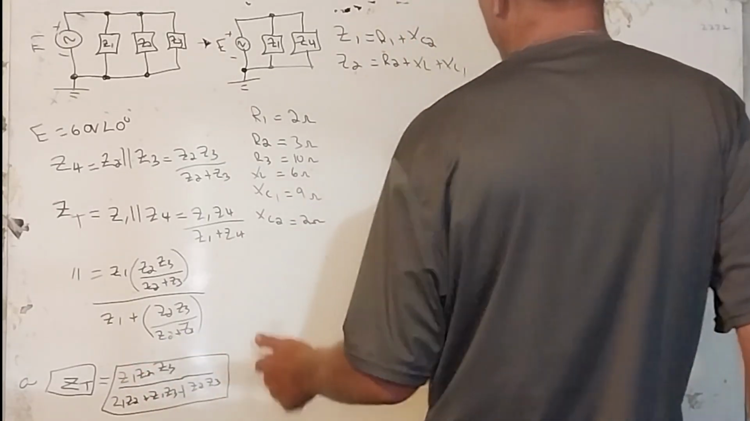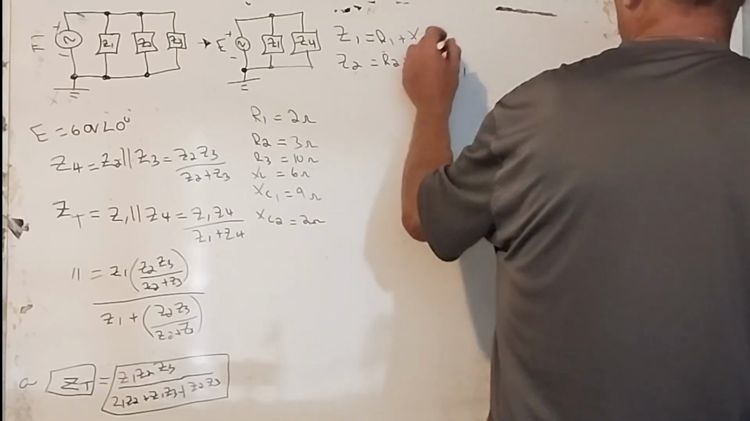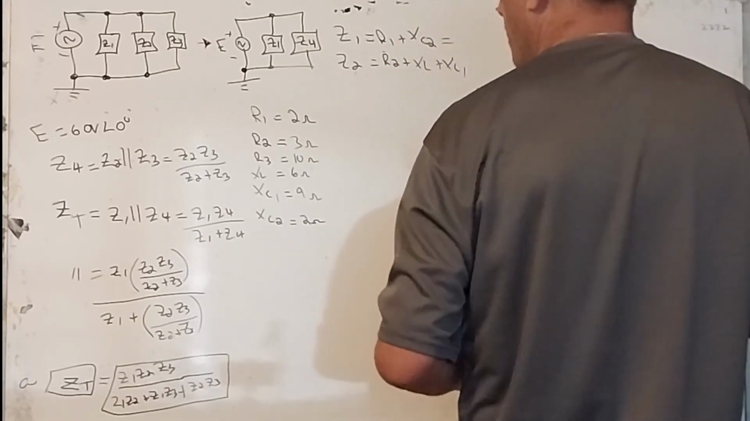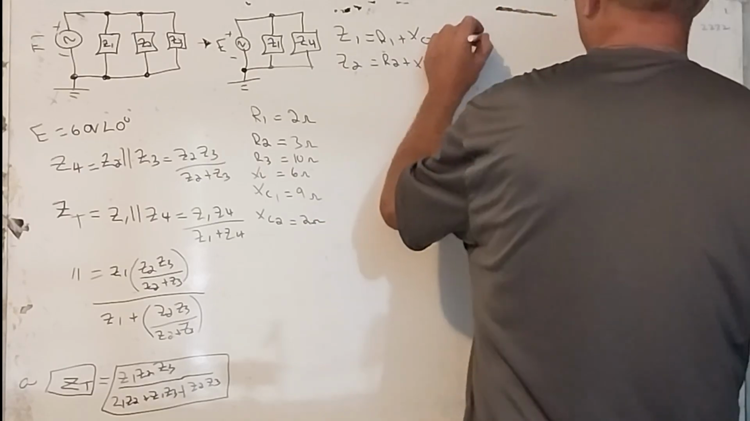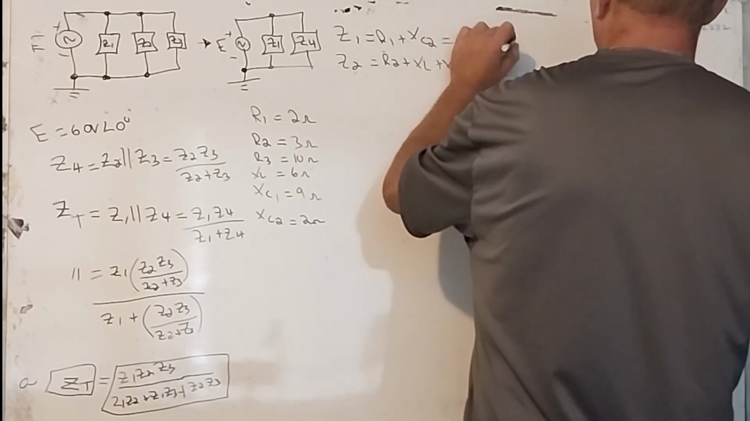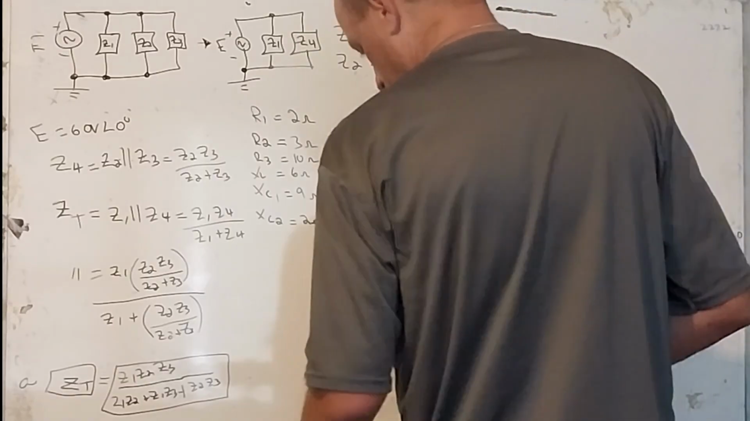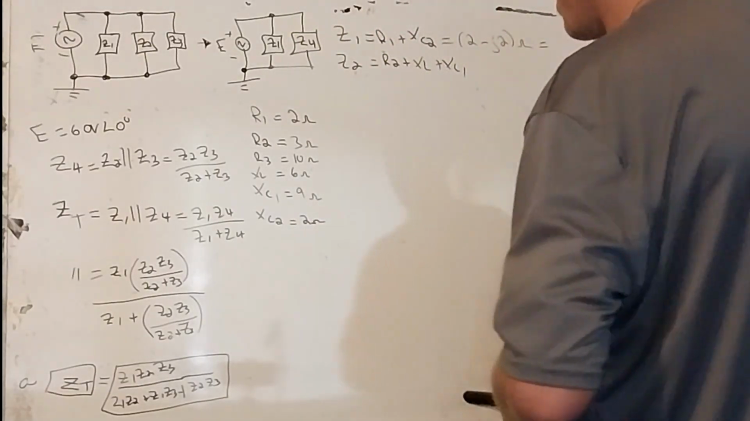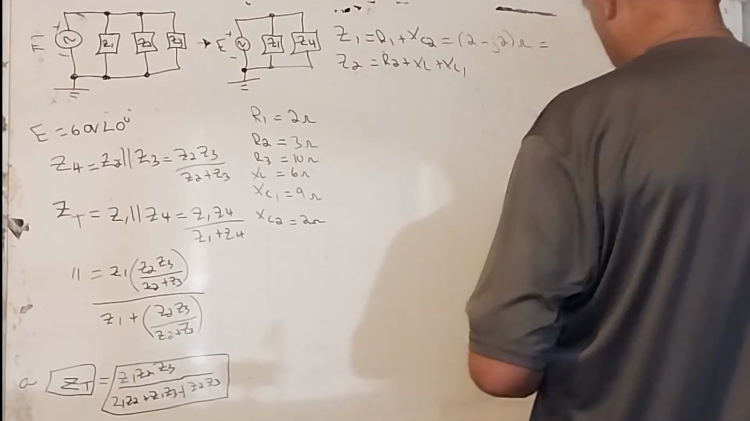These are all products, so it's probably best to have these in phasor notation. R1 is 2 ohms. X of C2 is 2 ohms. This is minus J2 ohms, and that's equal to... and we're also going to do some products here, so it's probably good to have all these in phasor notation right now.